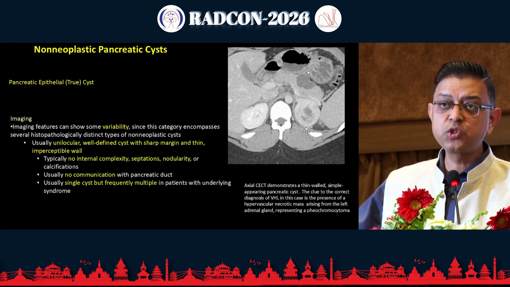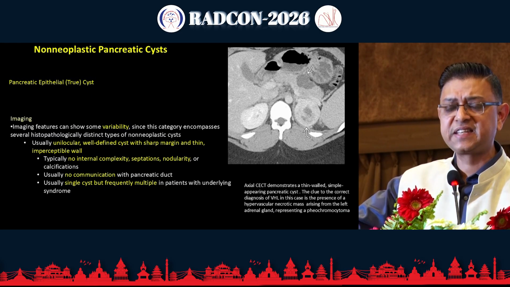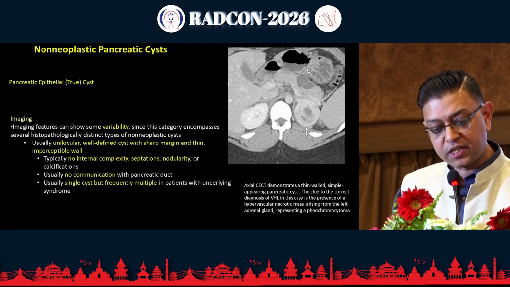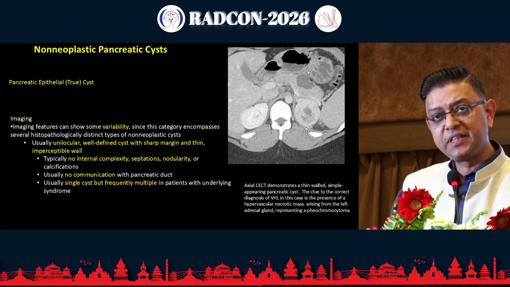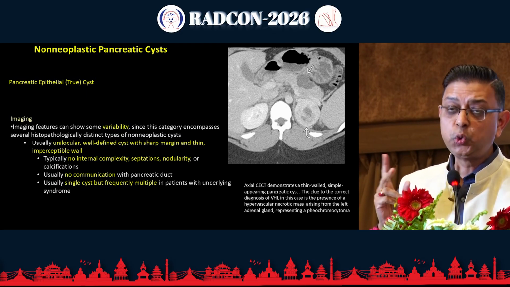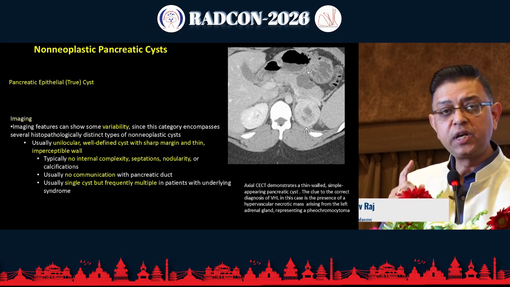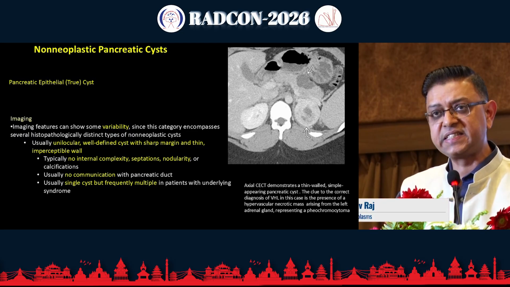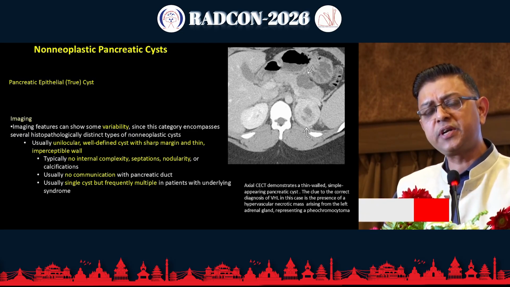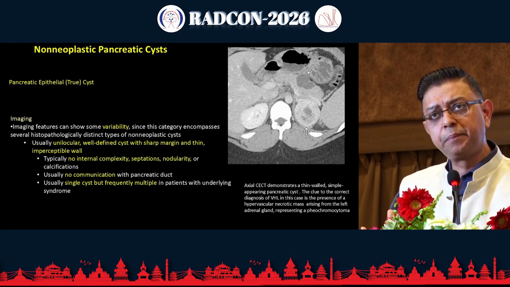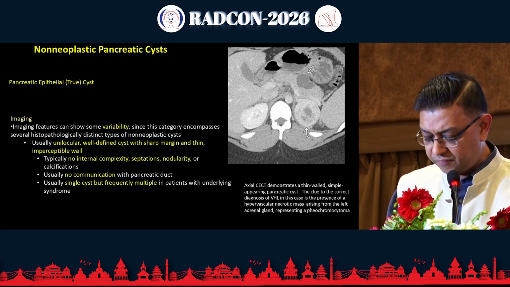Then there is what is known as a non-neoplastic pancreatic cyst, just a simple cyst. True epithelial cysts are not very common in the pancreas. They can be found in two disease associations, von Hippel-Lindau disease and autosomal polycystic kidney disease. These are very simple cysts without any septa, without any soft tissue, and usually they are multiple, numerous, and other organs will also have them.